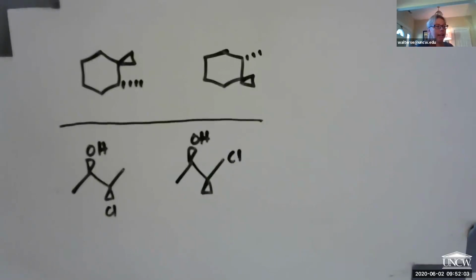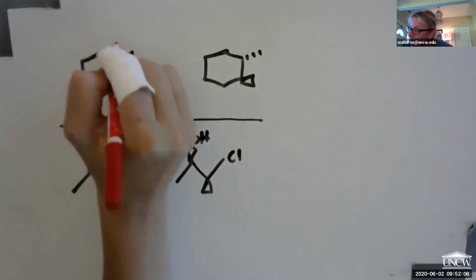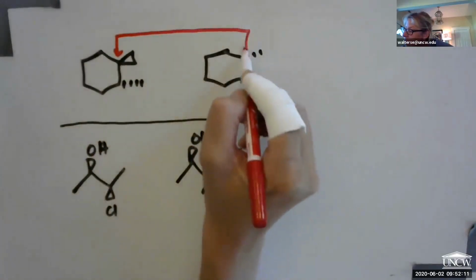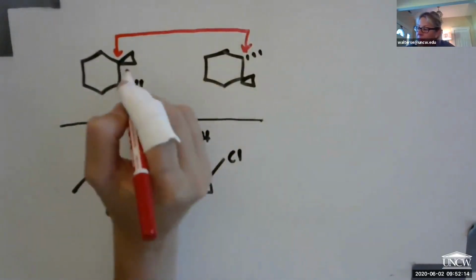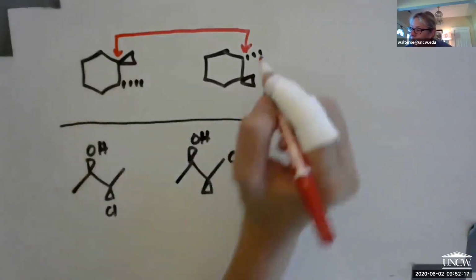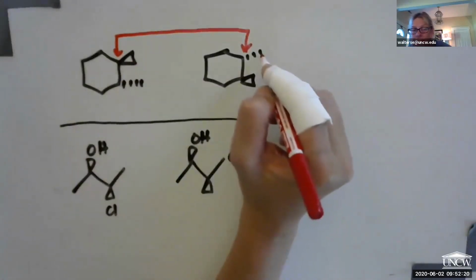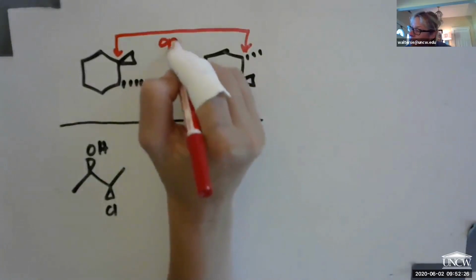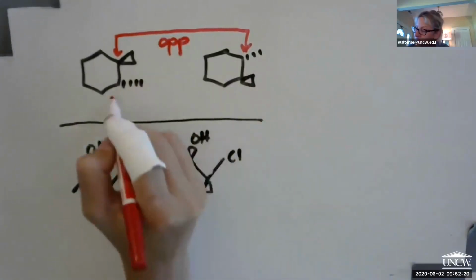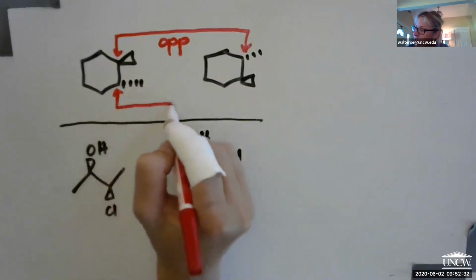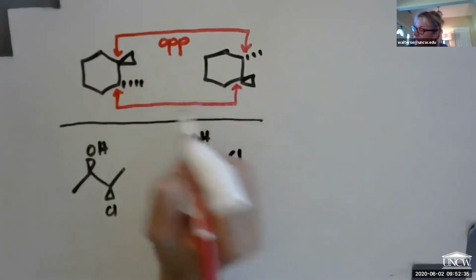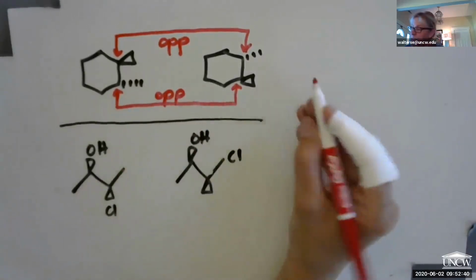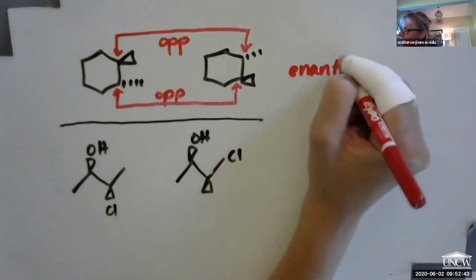Okay, so the way I would do this is I would look at what is the change in the bonding from here to here. If the methyl on the wedge becomes a methyl on a dash, then the unwritten hydrogen also has to change. So those are opposite configuration. This goes from methyl on a dash to methyl on a wedge. That's also opposite. So if they're opposite at all the chiral centers, they're enantiomers.